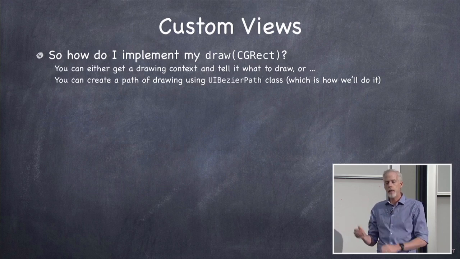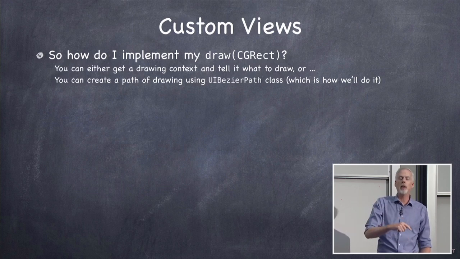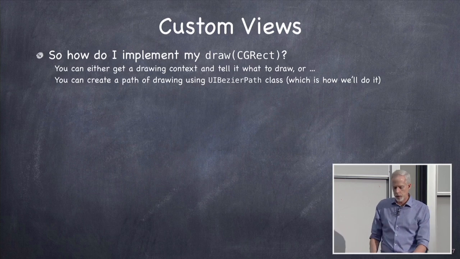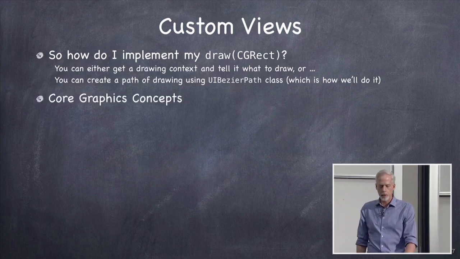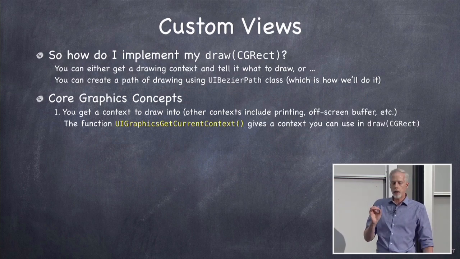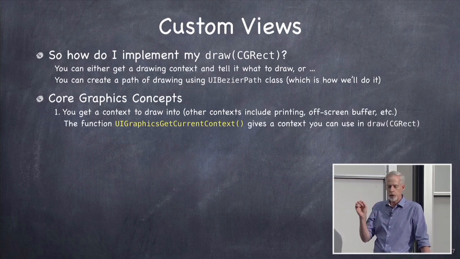Okay, so you create this path and then you send a message to that path saying, okay, stroke it. So it's a subtle difference, but you'll see. We're going to focus mostly on the UI Bezier path way because it's a little simpler. So let's understand the concepts here of Core Graphics. That's what the CG is that you're seeing all over the place here.